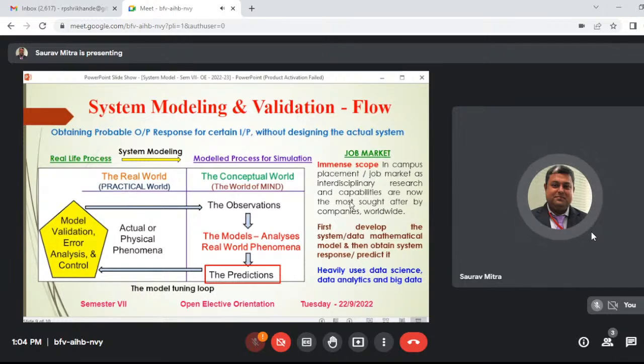If you are an IT engineer or a mechanical engineer, you have your domain knowledge. But if you know what is happening in other departments or divisions, then you have an extra edge over your peers in the job market. The main thing is to first develop the system data or mathematical model and then obtain the system response or predict it. If your modeling is proper, your prediction will be proper. It heavily uses data science, data analysis, database management and big data.